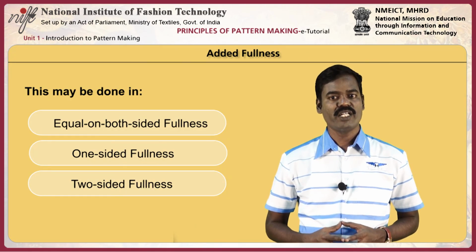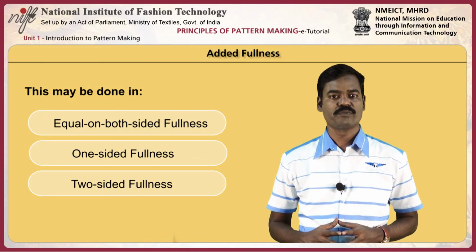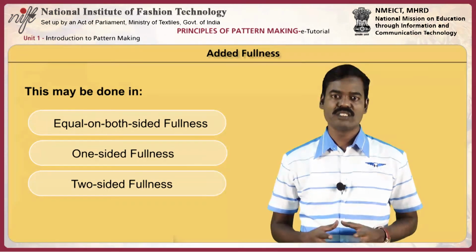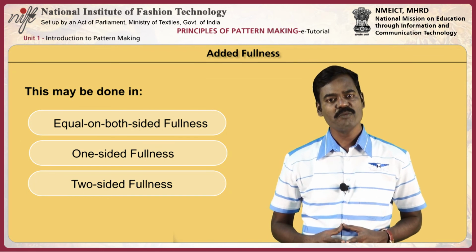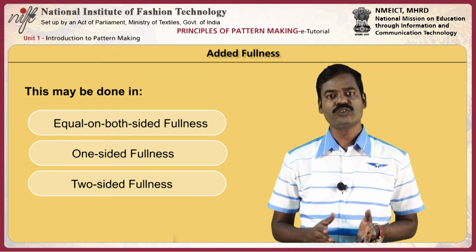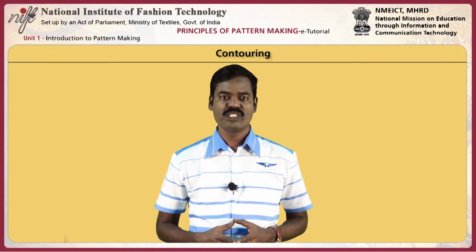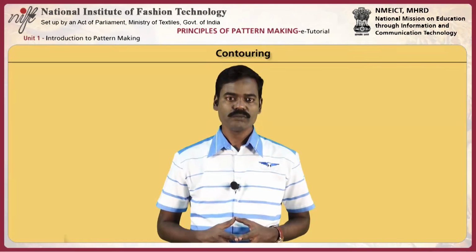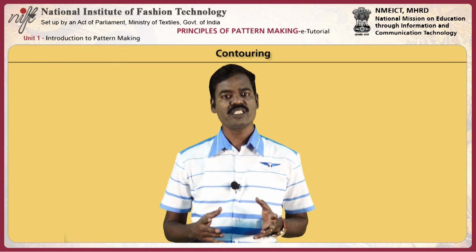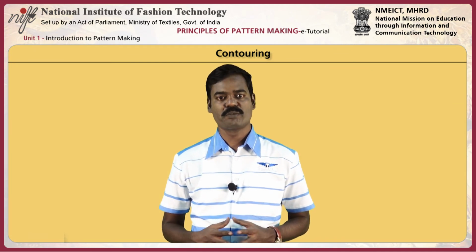The principle of added fullness is useful when more fullness is required in the garment than the design purpose requires, for example, circular skirts, ruffles, etc. This may be done as equal fullness on both sides, one-sided fullness, or two-sided fullness. The principle of contouring is used when a close fitted garment is required. Darts are shaped instead of being straight to get the body shape. Excess amount is removed where required. It requires more skill than the other principles.